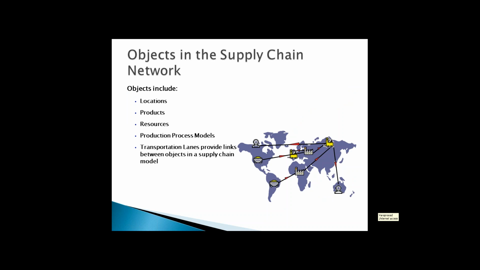But apart from this, we require one more data in APO, transportation lines. In the supply network, we require transportation lines. There is no counterpart for this transportation line in ECC. This we need to create directly in APO. What is it meant for? Transportation lines provide links between objects in the supply chain model.